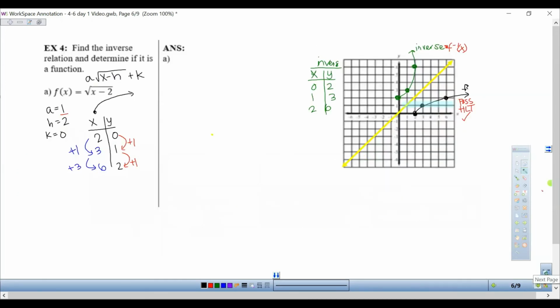So for this problem, we've got f of x is equal to the square root of x minus 2. We're following the steps that we just took to find this inverse. So I change f of x into y first. So I have y equals the square root of x minus 2. Then I switch the roles of x and y. So I get x equals the square root of y minus 2.